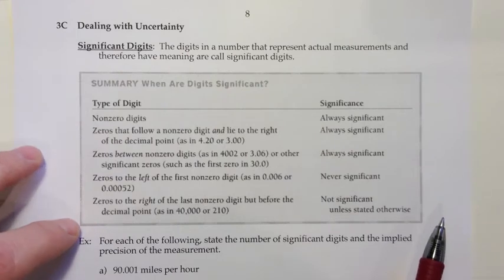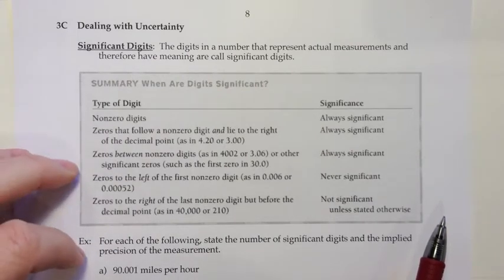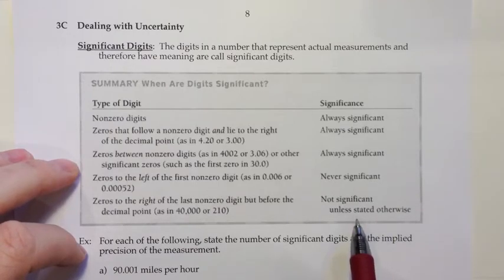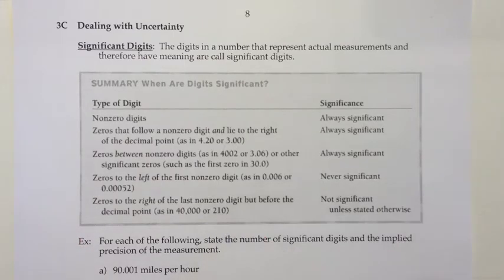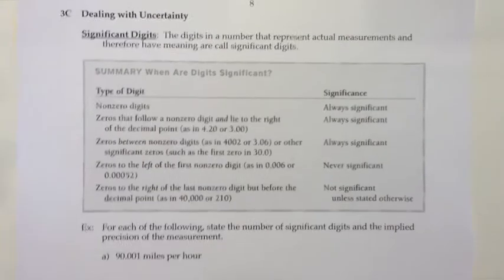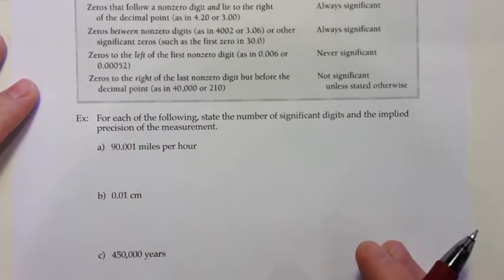And then finally, zeros to the right of the last non-zero digit but before the decimal point are also not significant unless it's specifically stated that they are. So this might look like 5 digits, but we would assume this has been rounded to 40,000 and only counted as 1, just the 4, not the zeros. 210, we'd make the assumption it had been rounded to the nearest 10 and just count 2 digits rather than 3. So let's go ahead and look at some examples down here and try to determine how many significant digits we feel like these have.